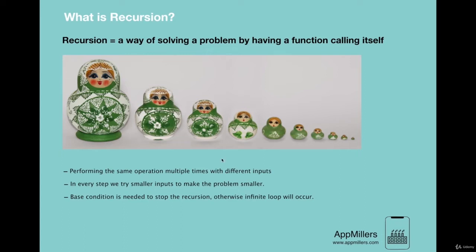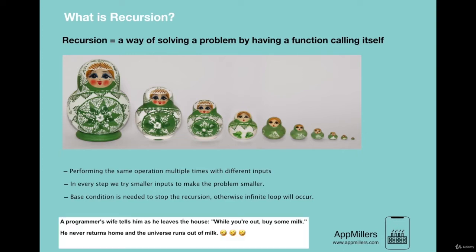No one wants to get inside an infinite loop, because you will never come out of it. There are even a lot of programming jokes about infinite loops. The one that I like most is, a programmer's wife tells him as he leaves the house, "While you are out, buy some milk." He never returns home and the universe runs out of milk. You see that she hasn't provided a base condition here. That's why her husband is gone forever.